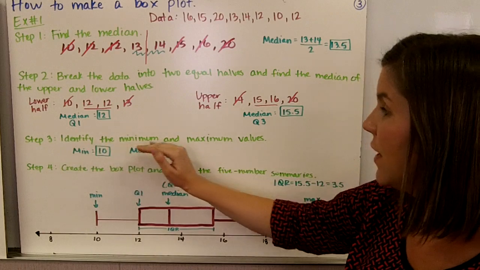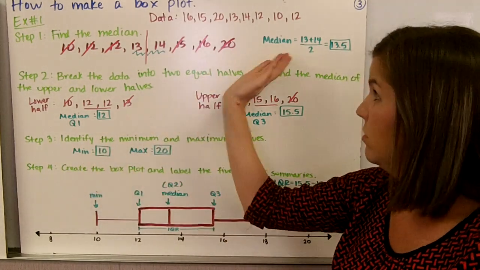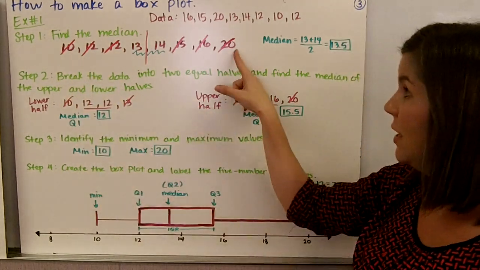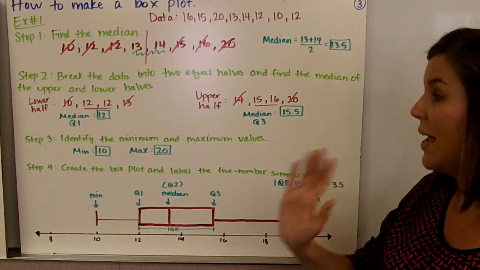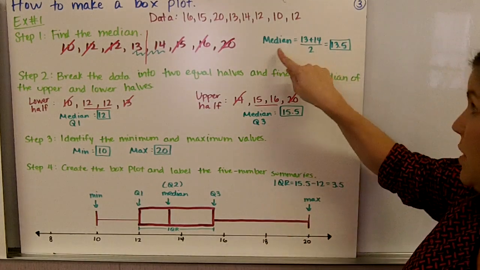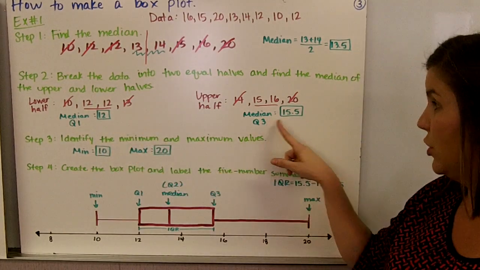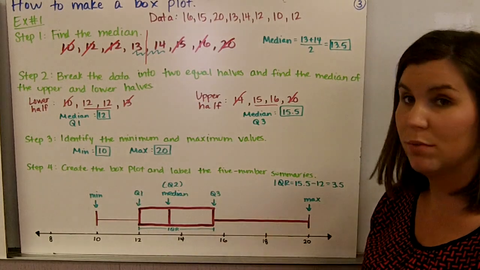Step 3, identify the minimum and maximum values. These are pretty easy to see. Our numbers are already in order. The lowest is the minimum, the highest is the maximum. So we have our 5-number summary. The median, 13.5, Q1 is 12, Q3 is 15.5, the minimum is 10, and the maximum is 20.